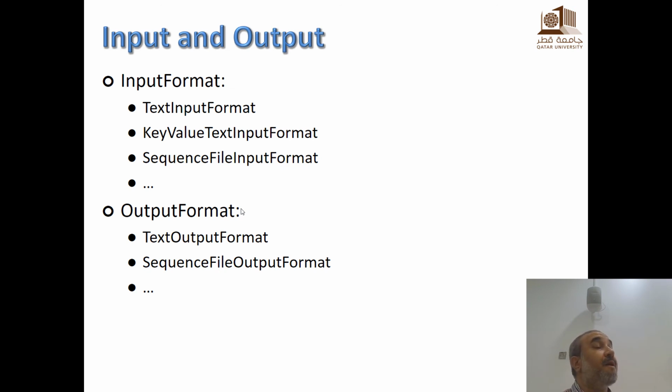What about CSV files? CSV files are text files, and they are read by lines automatically. If you define text input format, then every line will be read as a record, right? And you have to parse it, of course. Within the map function, you have to parse it to get the fields.